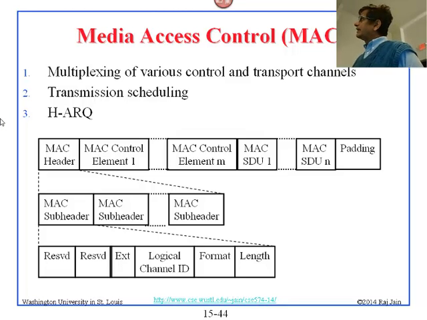And then the header itself has many subheaders, and for each subheader it tells you what channel it is. So basically its job is mostly multiplexing. So this is all the multiplexing part of it. Transmission scheduling is the other part. MAC has to decide how many bytes you get to transmit or how much time you get to transmit. That is part of this same thing here, MAC.